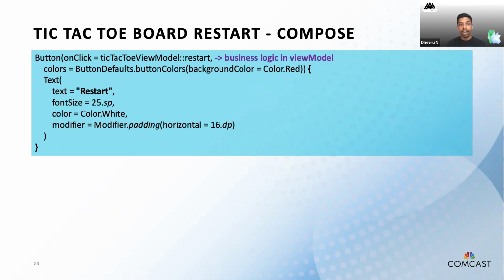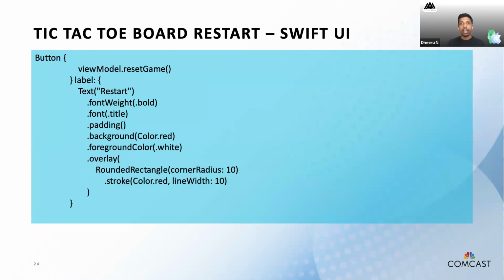With SwiftUI, we have done almost similar to what we did in Compose. It's just that we have used an extra modifier called overlay in order to get the rectangle shape around the restart button. You can do this actually in multiple ways, maybe by using a ZStack and having a rectangle on top of it, and then you can still use a text again to show it. But I thought overlay is something that we can use, which is pretty simple and easy to understand. So that's how we did it in SwiftUI.